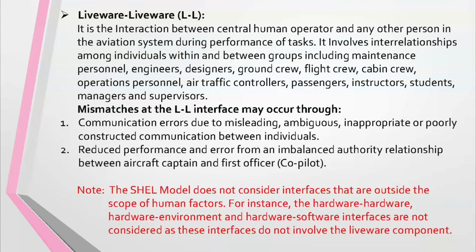It is the interaction between humans in the aviation system, for example, the interaction between the technician and the engineer, interaction between the supervisor and the engineer, etc. It also includes intragroup interaction and intergroup interaction. In this, mismatches can occur due to lack of communication between personnel, lack of support from supervisors or managers, autocratic behavior of managers or group leaders, etc.